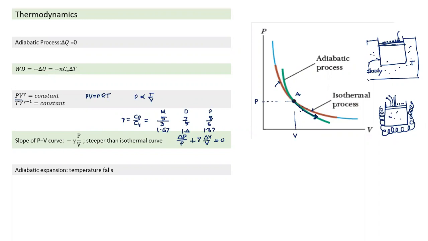If I look at this part of the curve, I'll say three things. This process is adiabatic. It is expansion because volume is increasing. And its temperature is falling, as it has gone below the isotherm curve. So in adiabatic expansion, temperature falls.